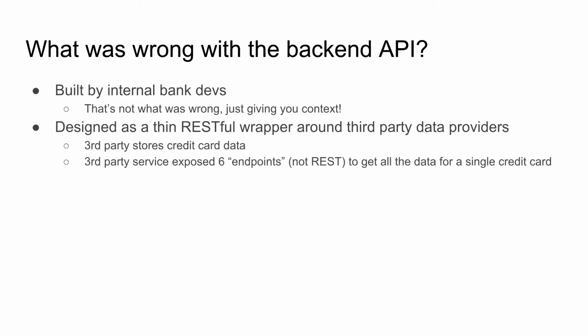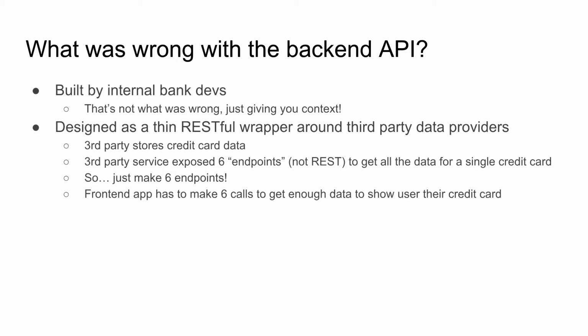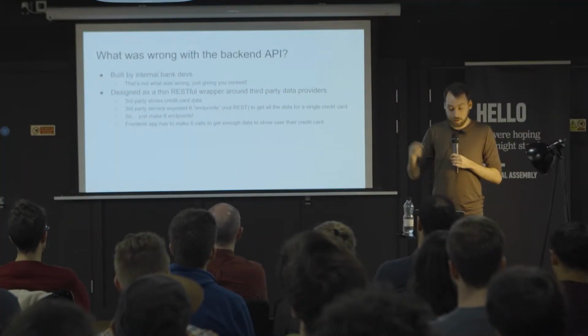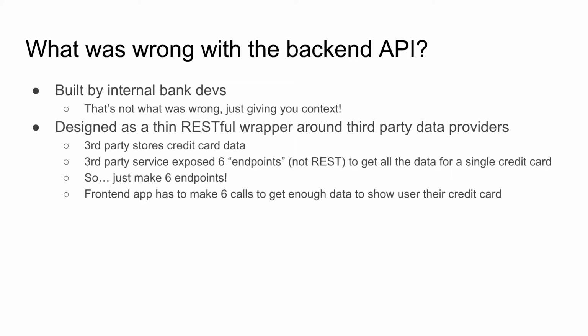To get the data for a single credit card, there were 6 different services, like endpoints, provided by this third party. And what the backend devs did is they just made 6 endpoints for the app to consume, rather than making one that the front-end app could consume. They just wrapped this third party. So the front-end app had to make 6 calls just to get enough data to show one credit card. The complexity was essentially offloaded to the front end.